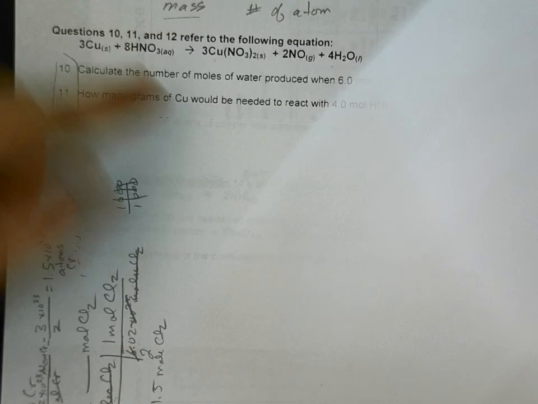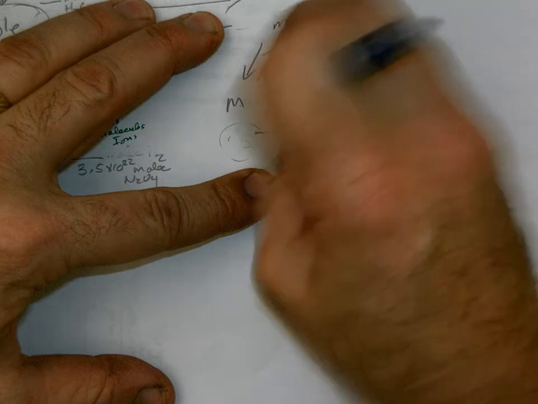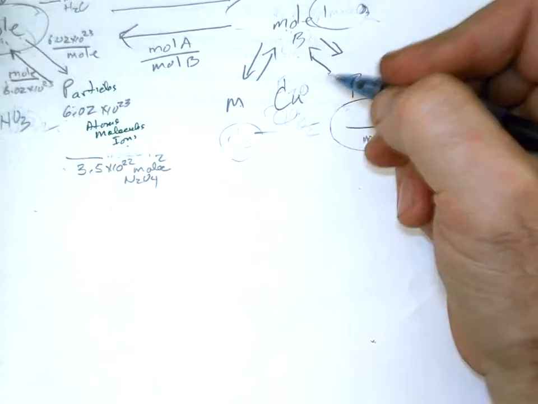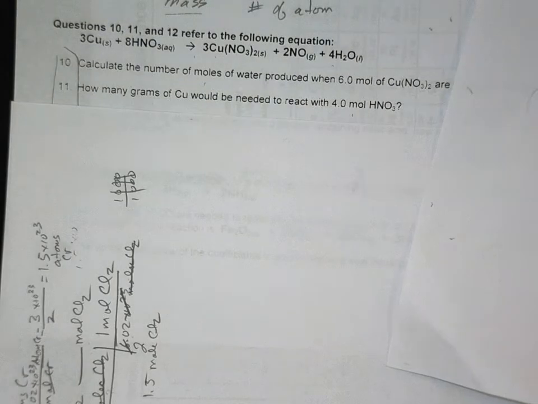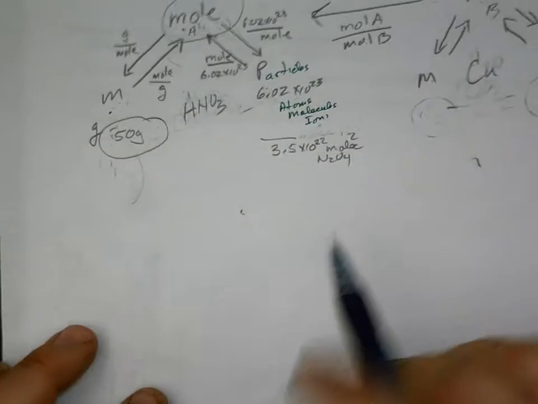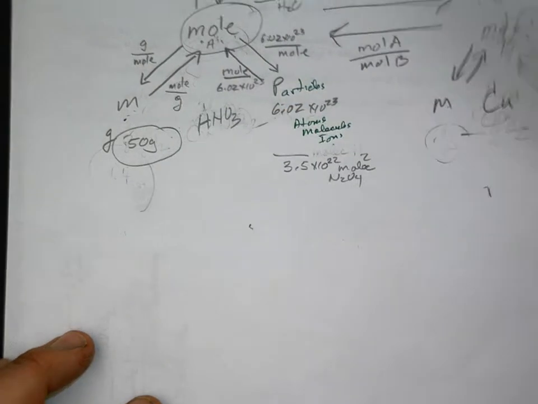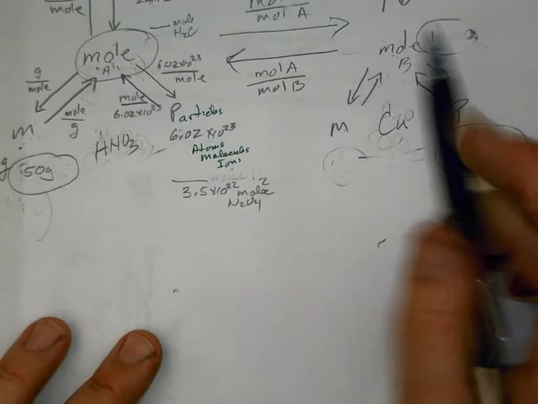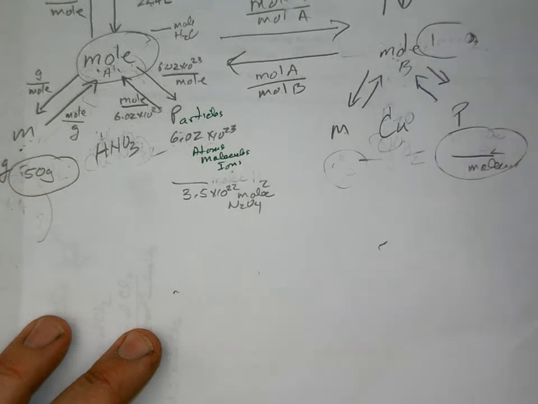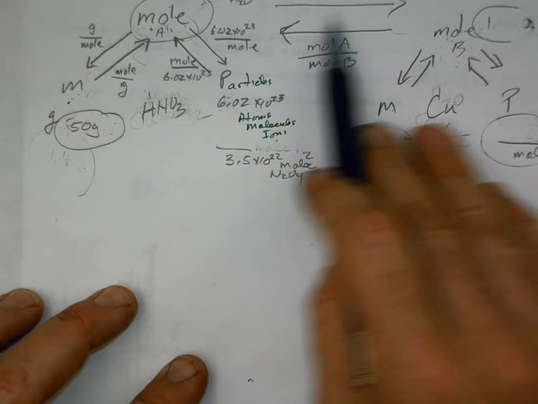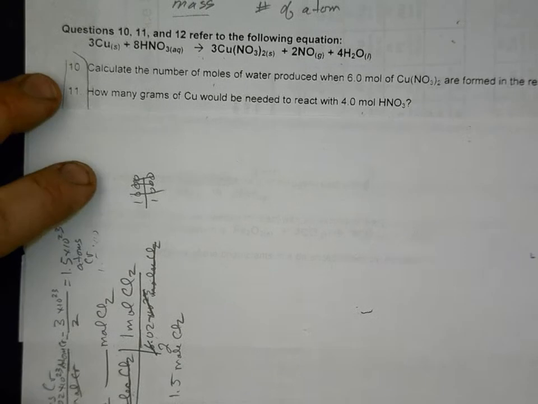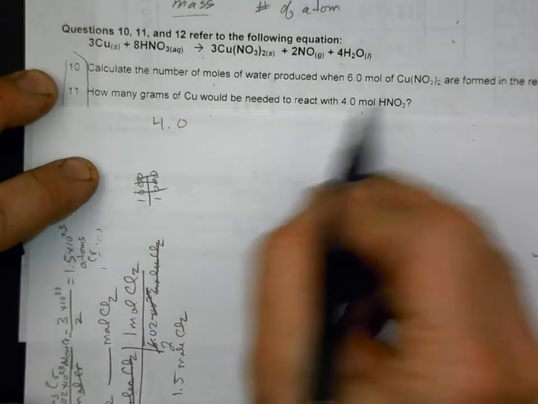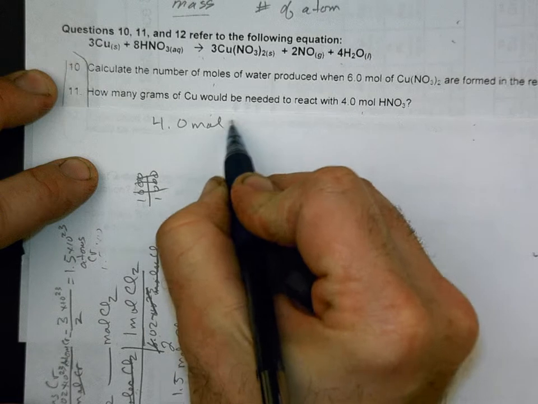And we have to convert it into moles of plain old copper, so I'm going to call moles of B in this problem Cu. We're given 4 moles of HNO3, which is nitric acid. So we're going to start over here with 4 moles of nitric acid, convert it into moles of copper, and then I believe the question wants us to find grams. So we've got a 2-step conversion: a mole-mole ratio to get us to moles of copper, then we convert it into grams. So we are given 4.0 moles of HNO3.